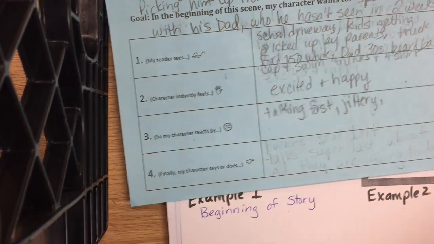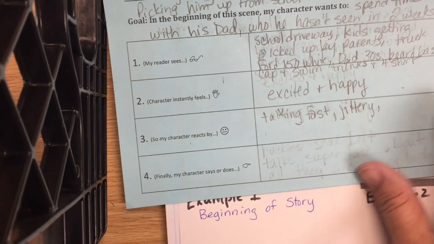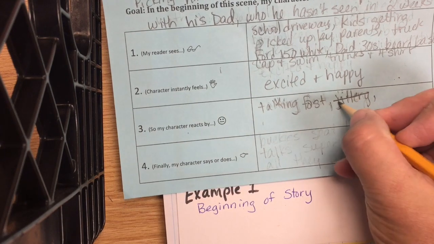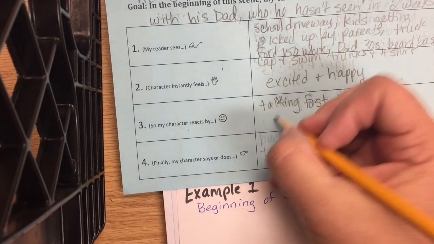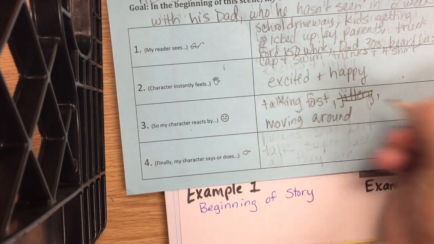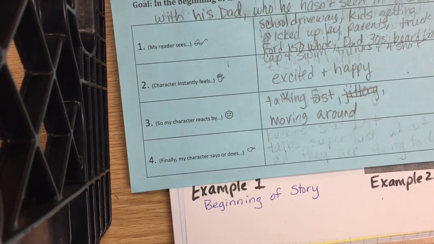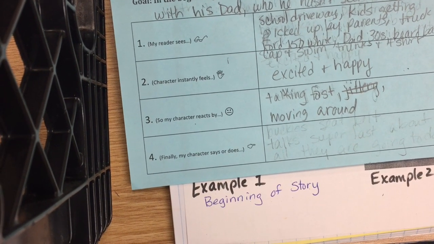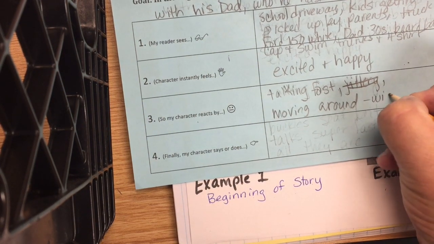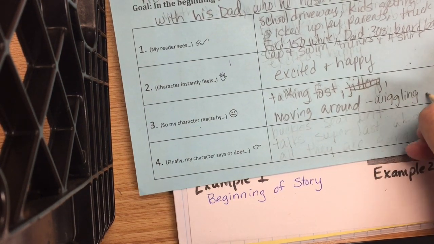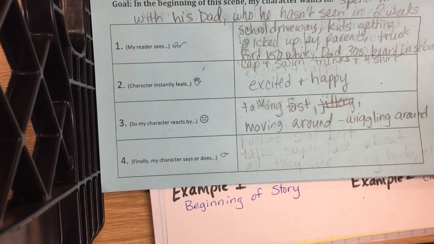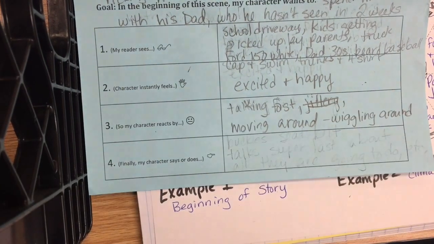Talking fast, jittery, and, I shouldn't say jittery because that's nervous. He's more like moving around a lot. So when I'm writing this, I'm going to try to be more specific about the moving around. Maybe he's tapping his foot, kind of wiggling around in a seat, to settle into a seat, that kind of thing. All right, because he's a little boy. Not real little, but he is a younger boy. So he's moving around a little bit.